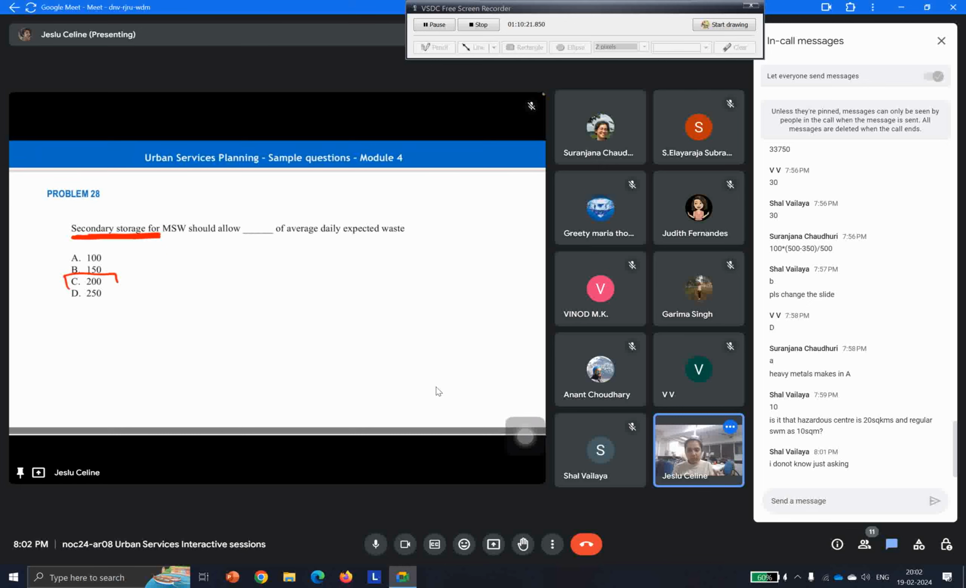It's not the main storage facility. It's, as rightly said, the spare storage facility. So it is 200.